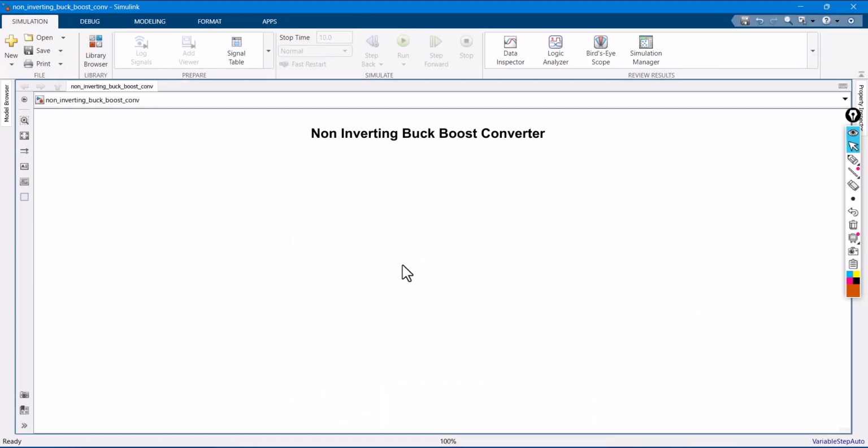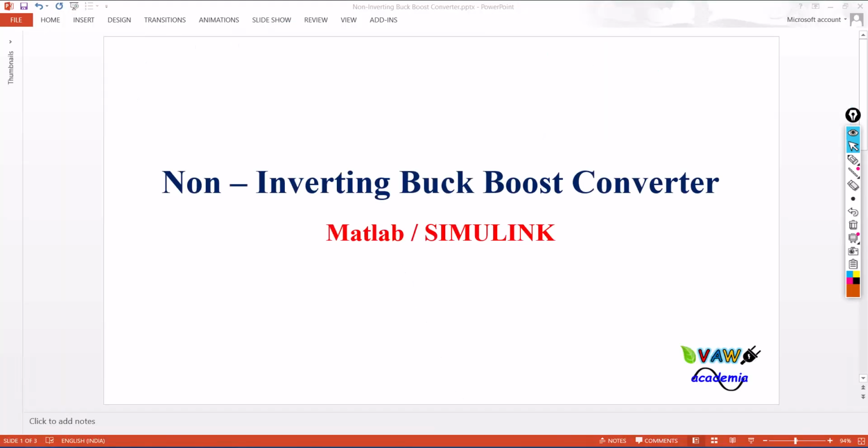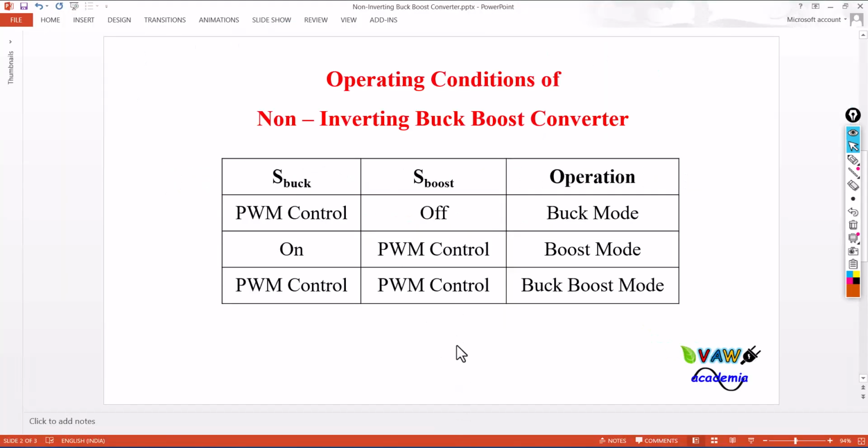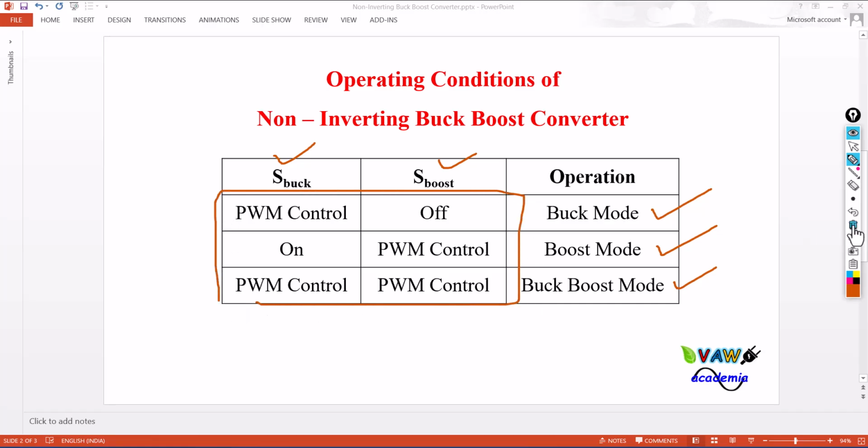Let me open a blank model for my non-inverting buck-boost converter, and these are the operating modes of the non-inverting buck-boost converter. I already mentioned this circuit consists of two switches, a buck switch and a boost switch. We have to follow this combination of operations that will operate the circuit in buck mode, boost mode, as well as buck-boost mode, depending on the controls. First we'll discuss them one by one.